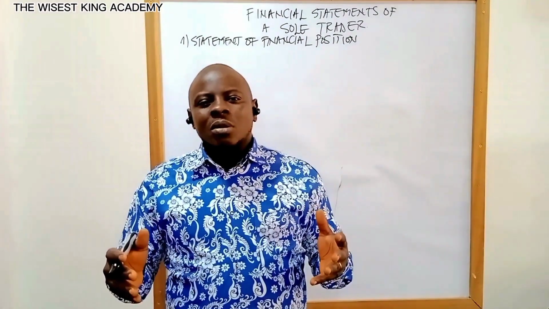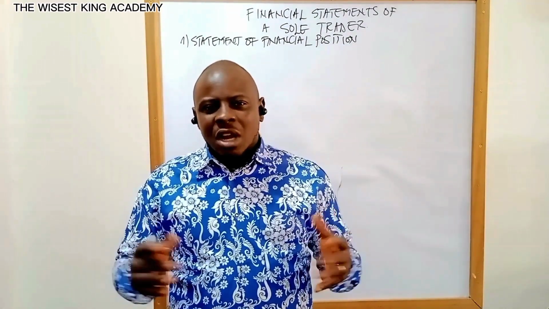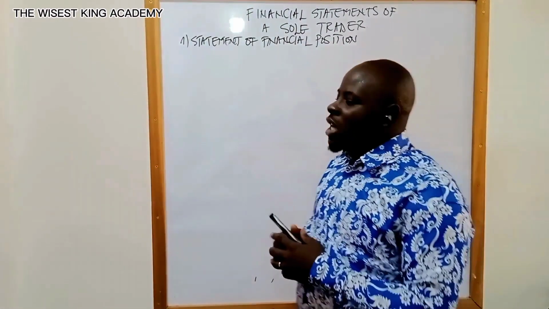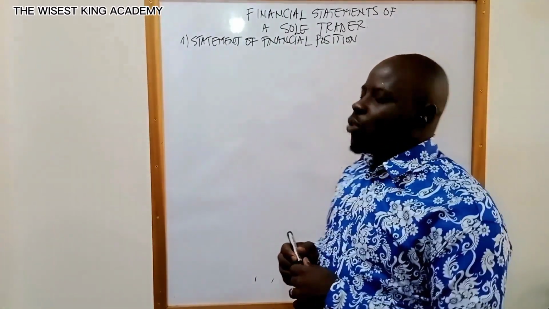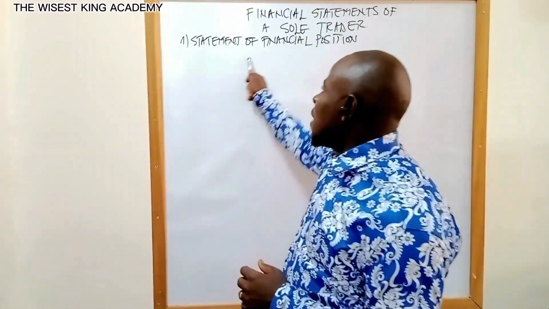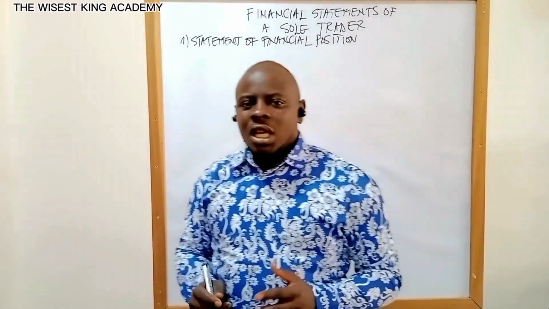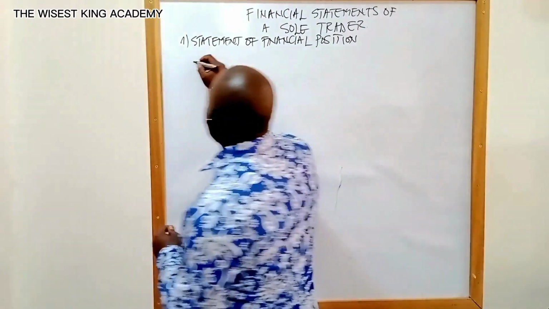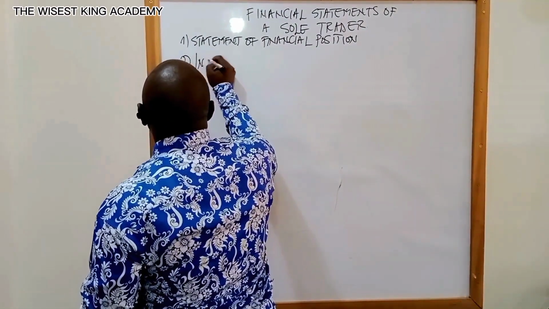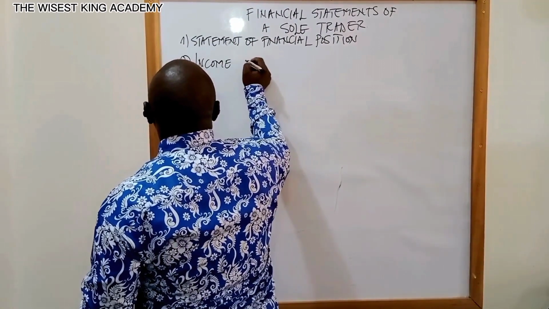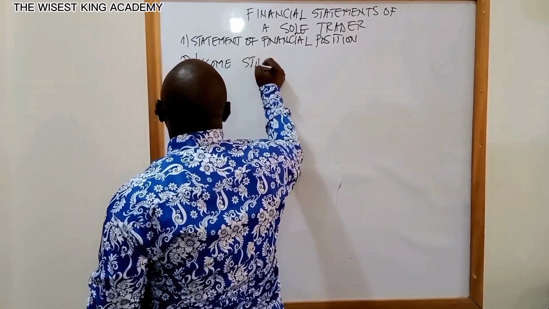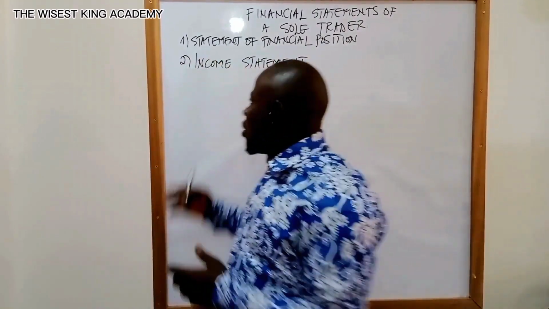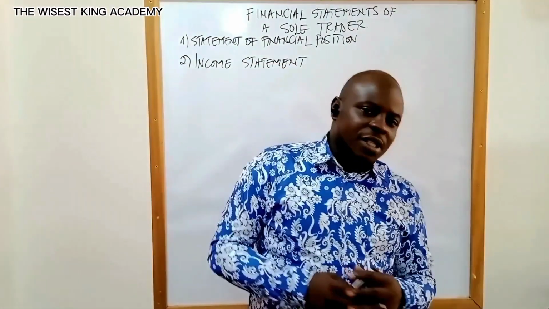Now, what is the content of the financial statement of a sole trader? The financial statement of a sole trader is comprised of two things: the statement of financial position, which we call the balance sheet, and the income statement. The income statement is called the statement of trading and comprehensive income.